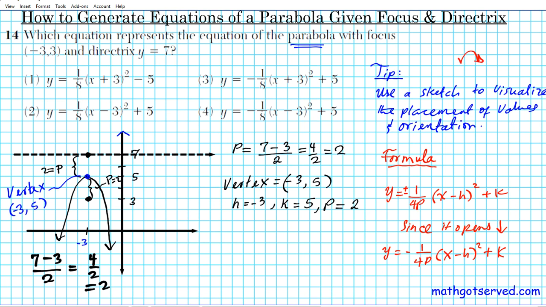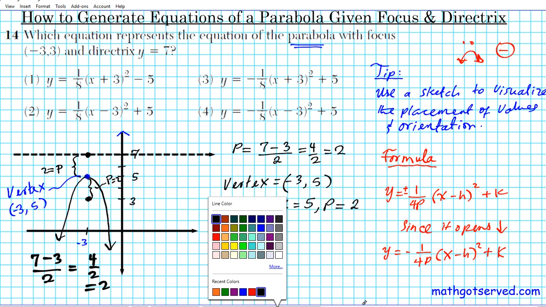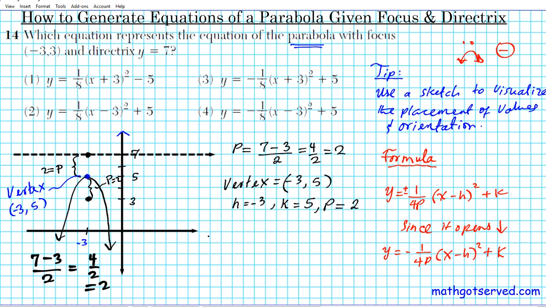Opening down just looks like you're sad, kind of, sort of. So open down is negative, and opens up is positive. All right. Okay, so this one opens down, so our p is going to be negative here. So our answer, we're going to put everything together now, is going to be y equals negative 1 over 4p, which is 2, times x minus h, so minus negative 3, squared plus k, which is 5.